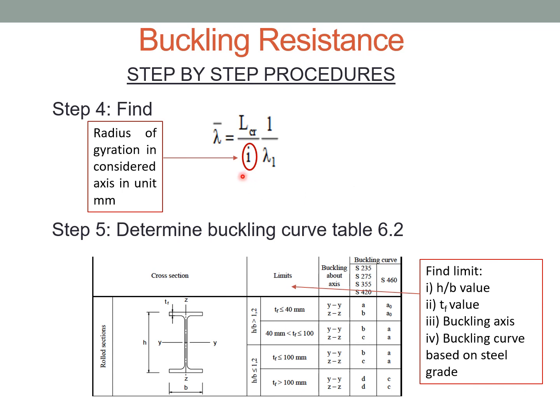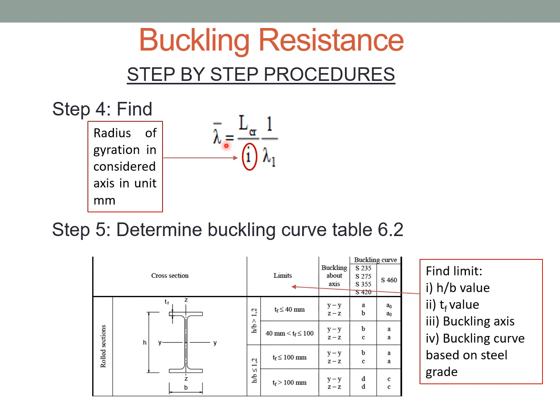The radius of gyration i can be taken from the appendix, properties of the section. You need to make sure that the unit is mm. In the appendix, the unit is actually centimeter cube, so you have to convert to mm cube. Once we get our lambda 1, radius of gyration and LCR, then you can get our lambda prime value.